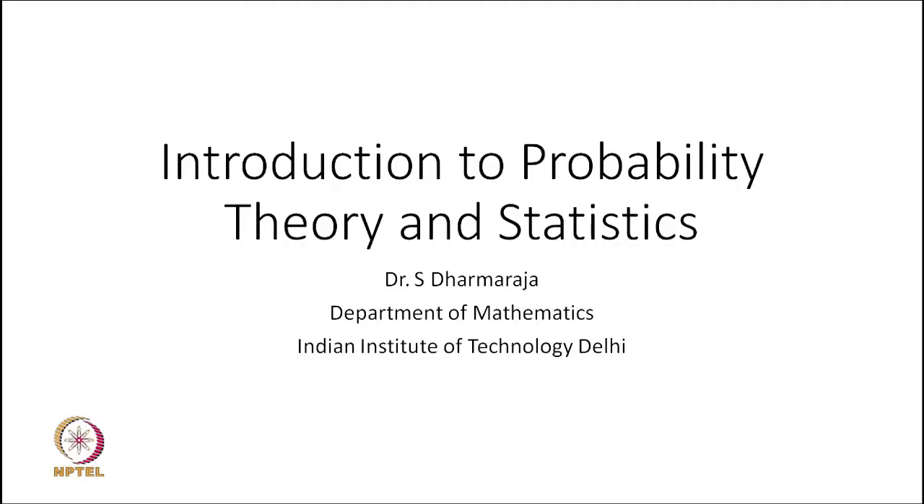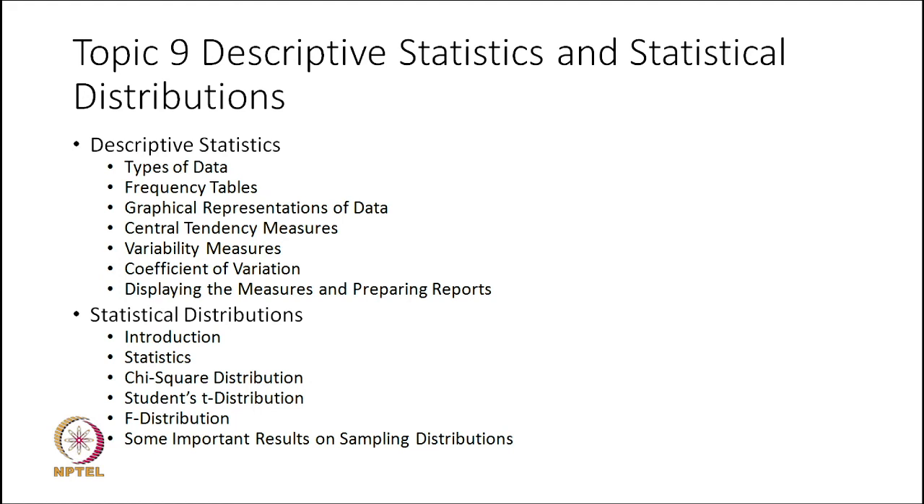With this brief introduction about the statistics part, now I will move into topic number 9, that is descriptive statistics and sampling distributions. Now we start topic number 9 in this introduction to probability theory and statistics course, that is descriptive statistics and statistical distributions. It is very difficult to explain the descriptive statistics along with the statistical distribution in one module.